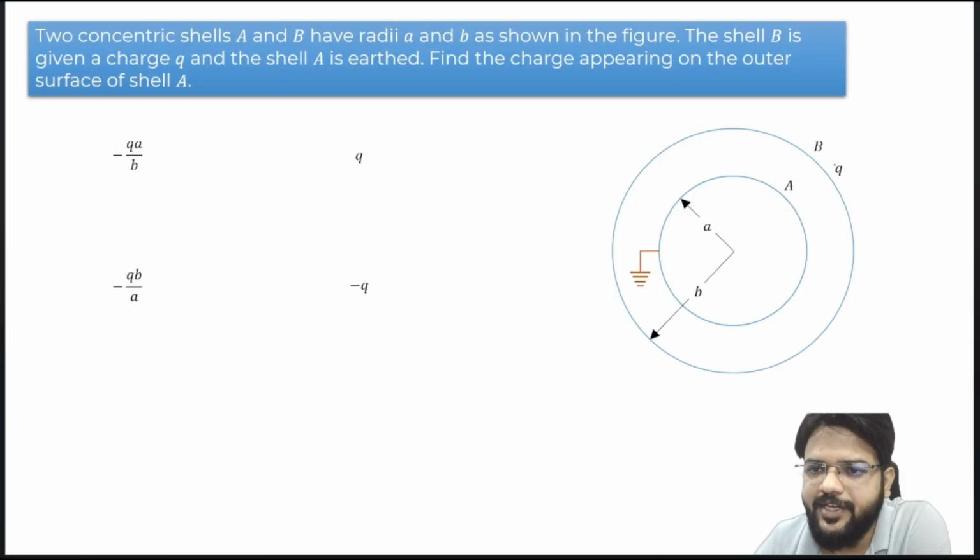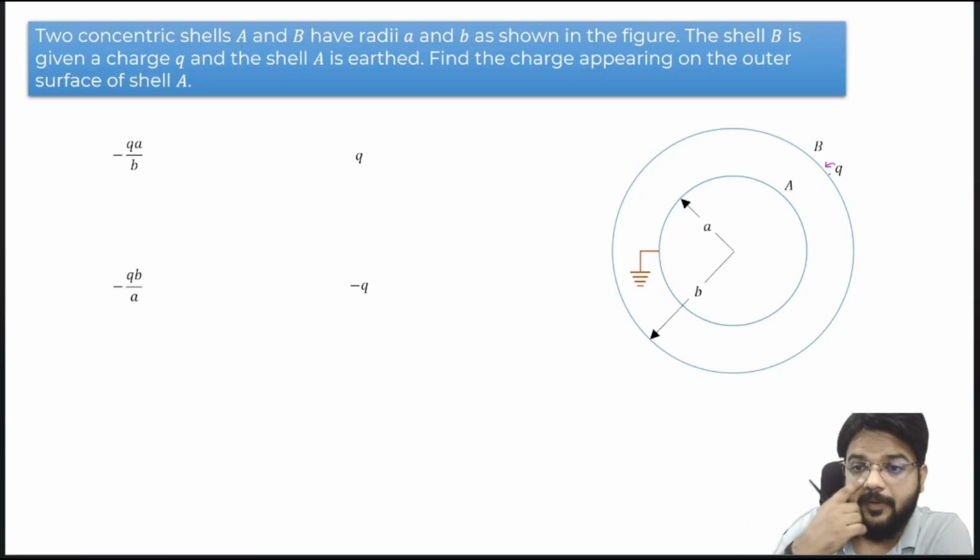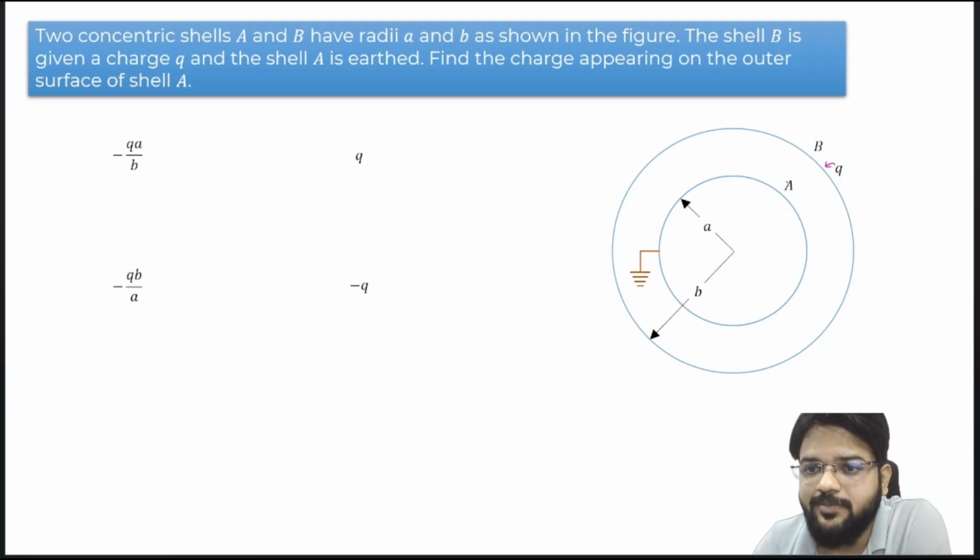And on the B, how much charge are we giving? It is Q. We don't know how much charge is present on the outer surface of the cell A, so I am assuming it is Q dash, and this Q dash value we want here. And on the B cell we are putting Q charge.